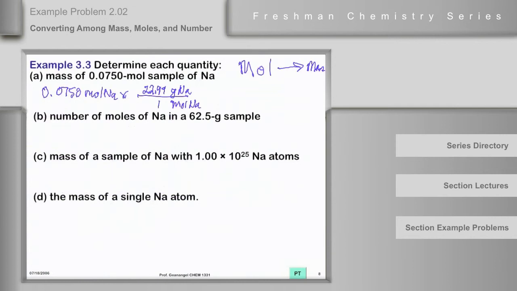So if we carry this out, moles of sodium are going to disappear. The answer will have units of grams of sodium, and if I did my arithmetic correctly, the answer is 1.72 grams of sodium is equivalent to 0.0750 moles of sodium. Questions?